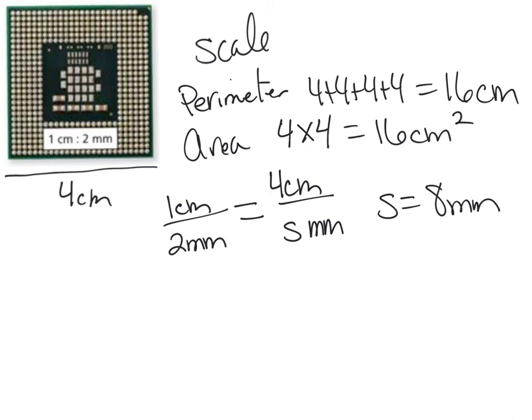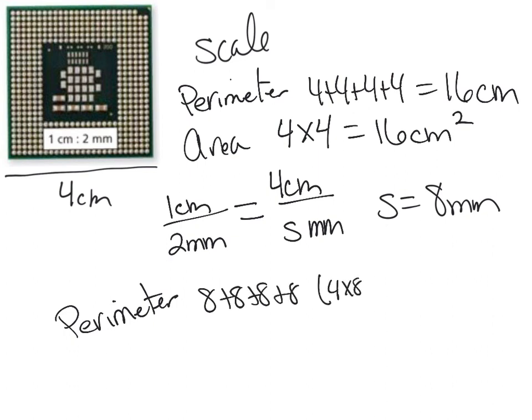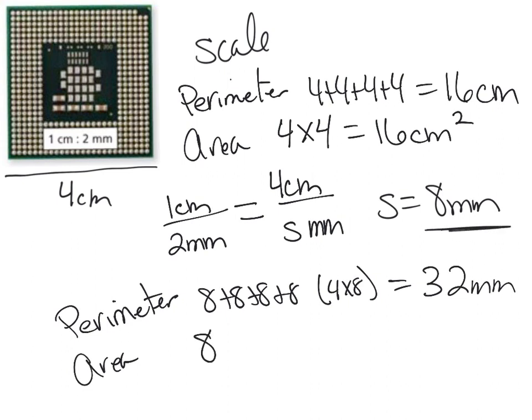Knowing that my side is 8 millimeters in length, I can take 8 plus 8 plus 8 plus 8, which is also just 4 times 8, because it's a square so all 4 sides are the same length. I'm going to get my perimeter being 32 millimeters. To find area, knowing that my side is 8 millimeters, I'm going to take 8 times 8, because the length and the width are the same distance. So 8 times 8 is 64 millimeters squared.